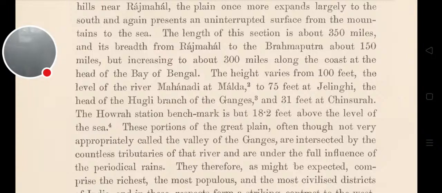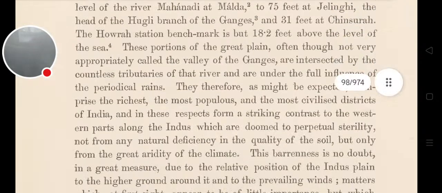The height varies from 100 feet, the level of the river Mahanadi at Malda, to 75 feet at Jelingi, the head of the Hooghly branch of the Ganges, and 31 feet at Chinsura. The Howrah station benchmark is but 18.2 feet above the level of the sea. These portions of the Great Plain, often though not very appropriately called the Valley of the Ganges, are intersected by the countless tributaries of that river and are under the full influence of the periodical rains.